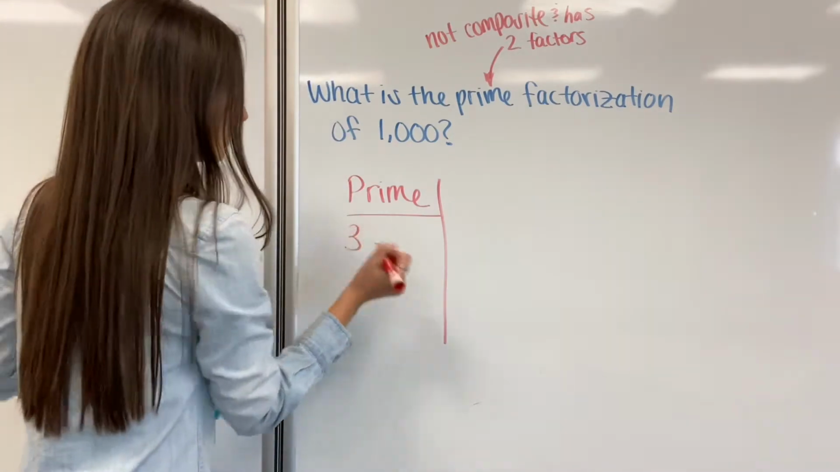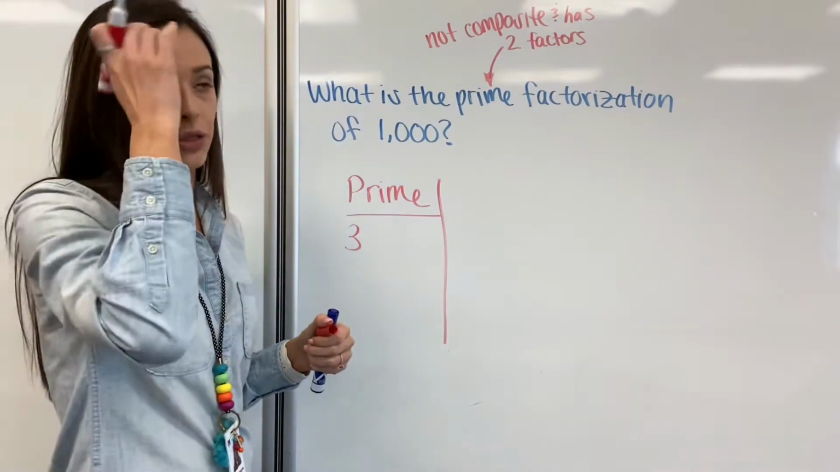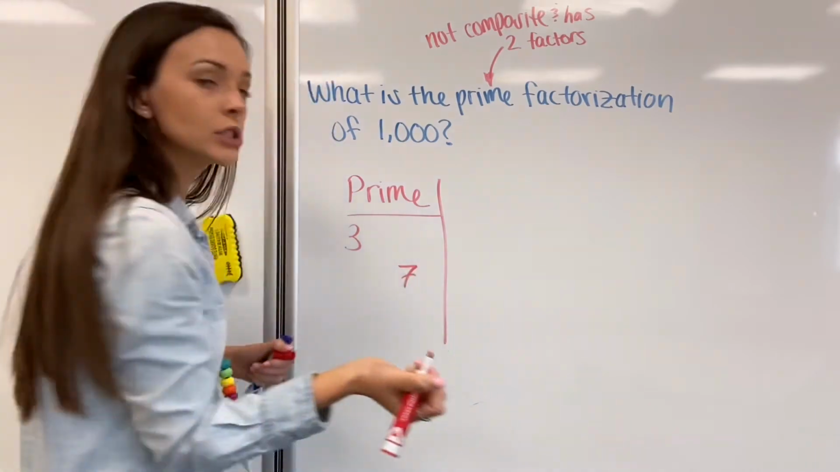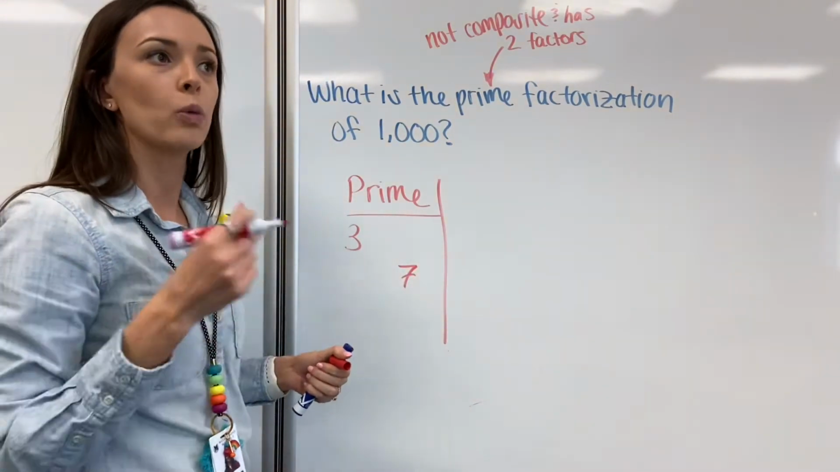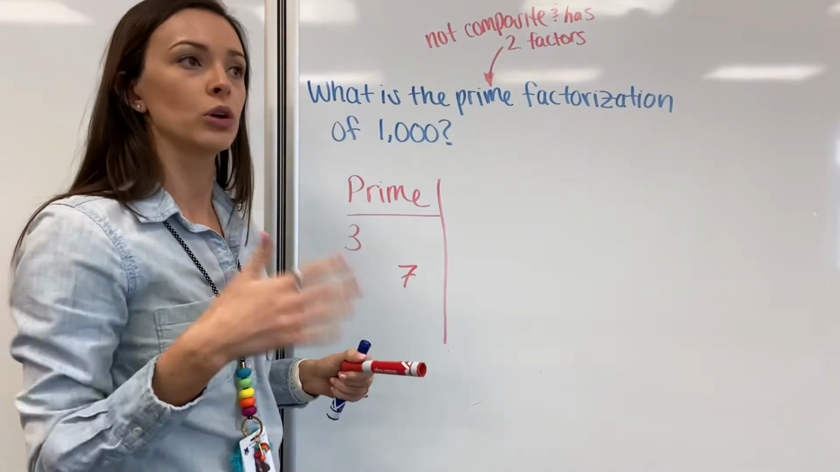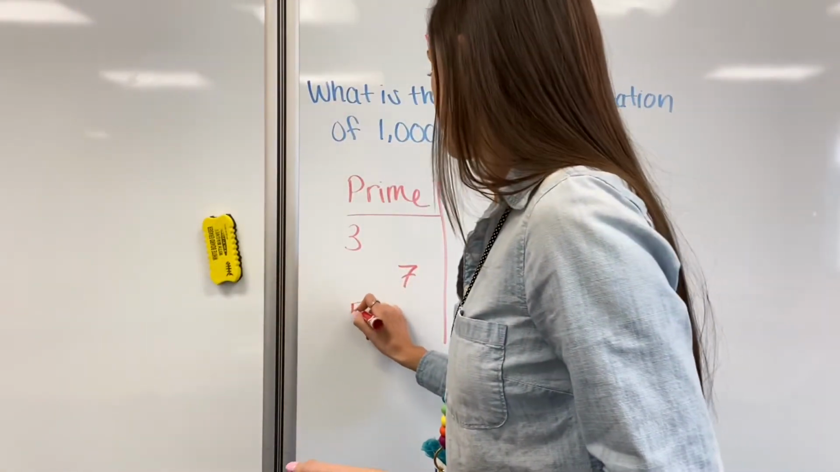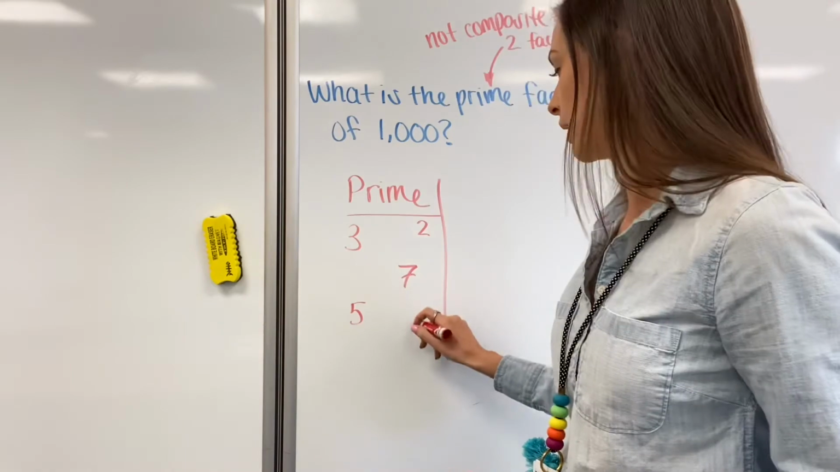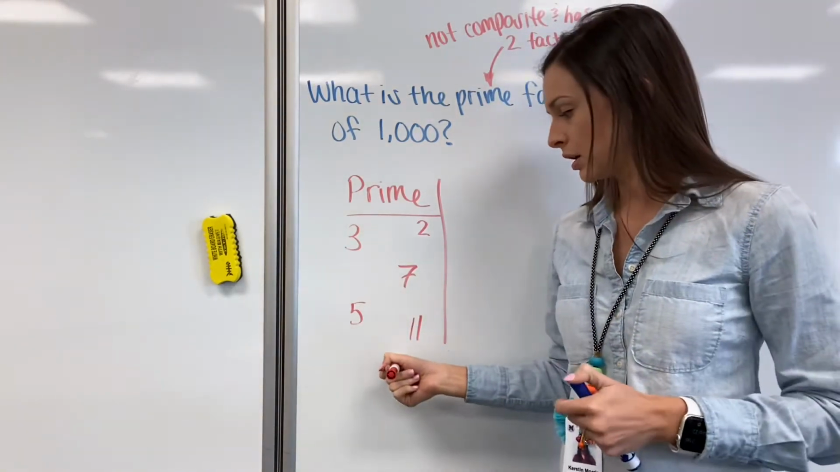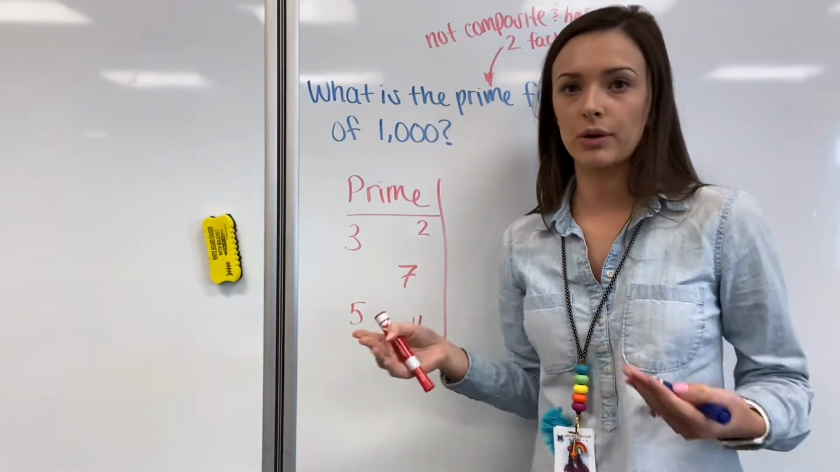Some examples of prime numbers would be 3. We can only get to 3 by multiplying 1 times 3. There's no other way to get to 3. It has no other factor pairs. Another example might be the number 7. I can only get to 7 by multiplying 1 times 7. There's no other whole number factors that will allow me to arrive at the number 7. Another example might be the number 5, the number 2, the number 11. You get the point. I can only arrive at these numbers when I multiply the whole numbers of 1 and itself. No other way to get to it.